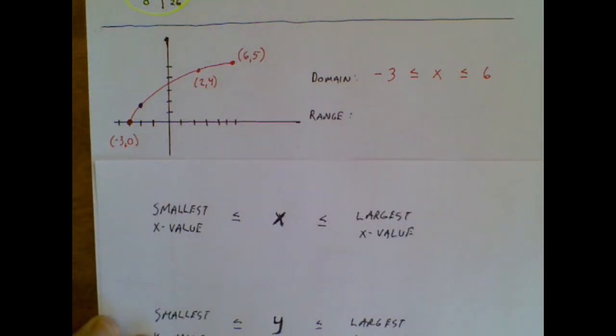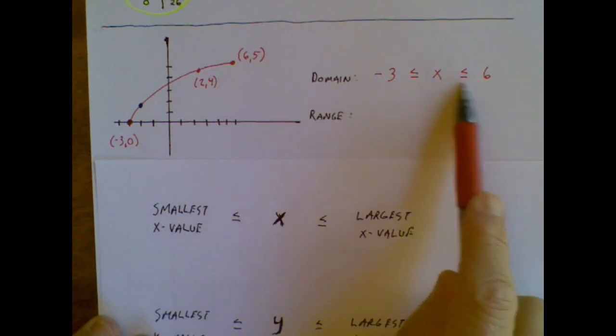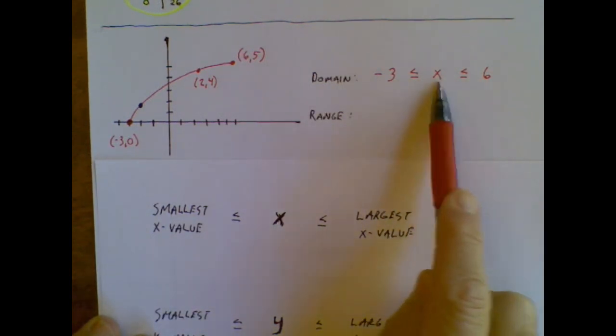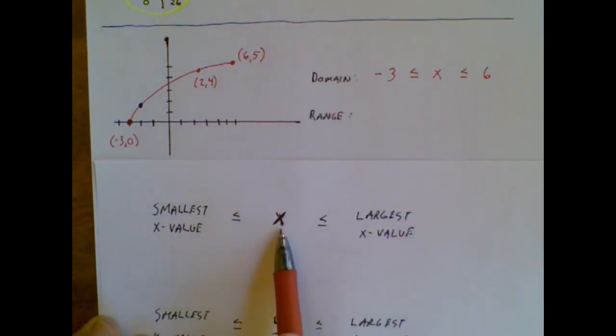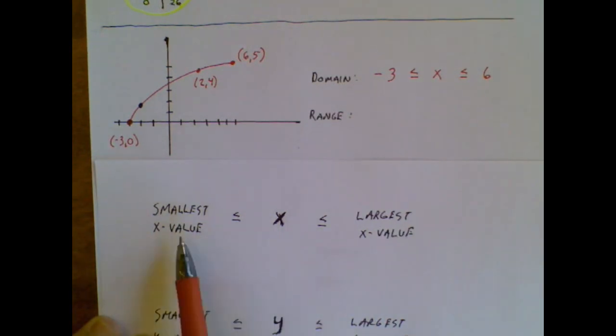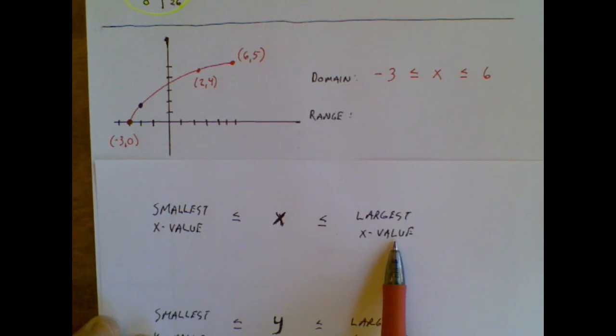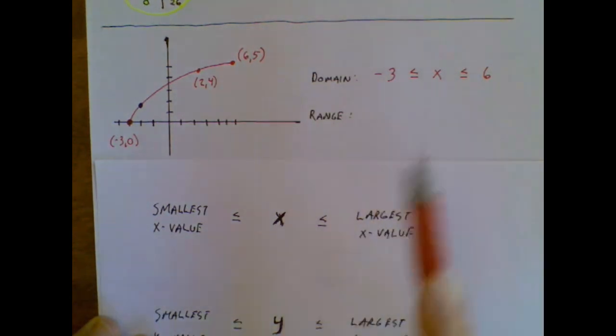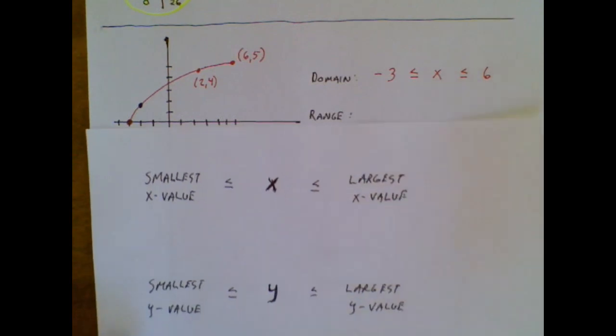In fact, that's what you should use to guide yourself anytime you write the domain in this way, which I realize can be awkward. Always put the x in the center and just choose the smallest possible x value to go on the left and the largest possible x value to go on the right. That's all you do, but for some reason that ends up being pretty awkward. You're going to follow the same thinking for the range.